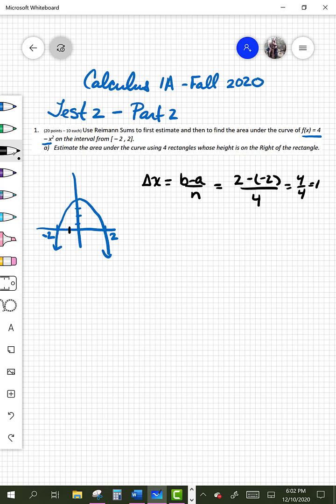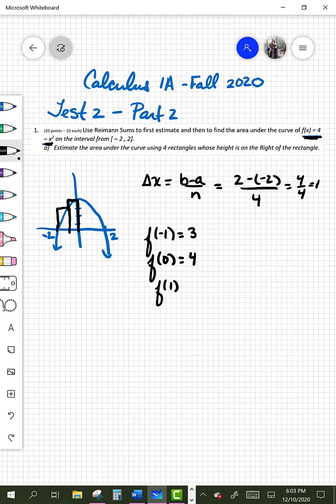Since we're going to the right, we're looking at the height here. The first height is going to be at f of -1. We plug this into our equation, f of x equals 4 minus x squared. So 4 minus -1 quantity squared is 4 minus 1, which is 3. Next, our rectangle is when x is 0, so f of 0: 4 minus 0 squared, which is 4.